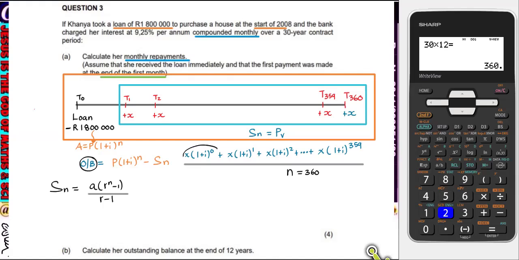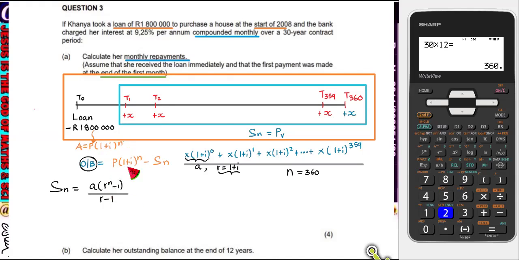this one here is going to be your A. That's going to be your A. So I'm just going to do, it's going to be just X here. So that is your A there. And then your R will always be 1 plus the I. That will be R here. And you have your N is 360. So I'm basically equating the two equations.